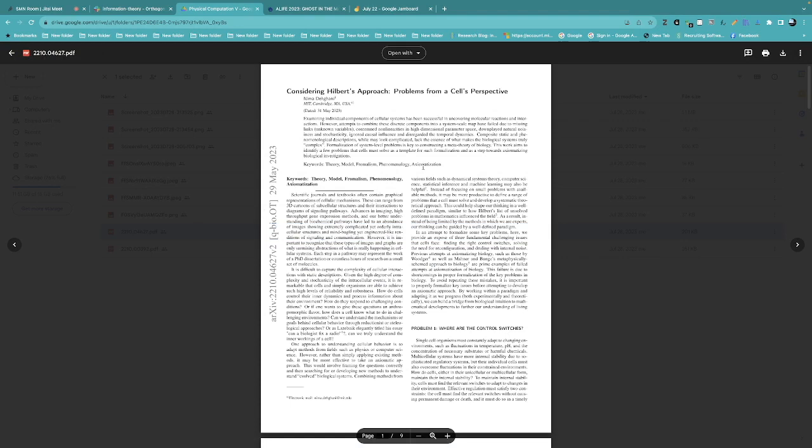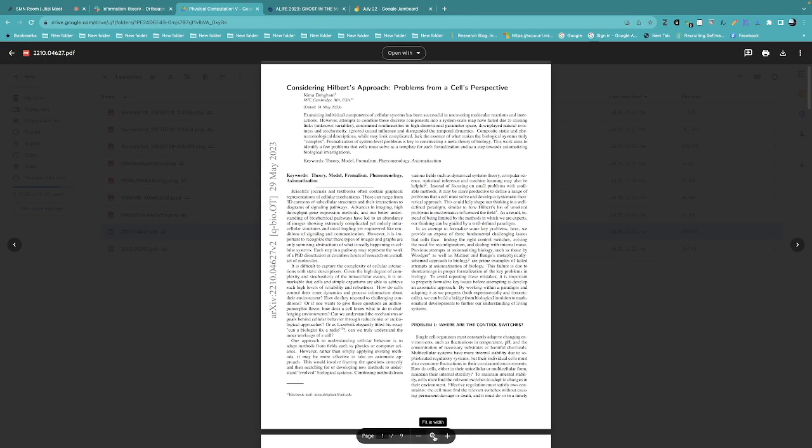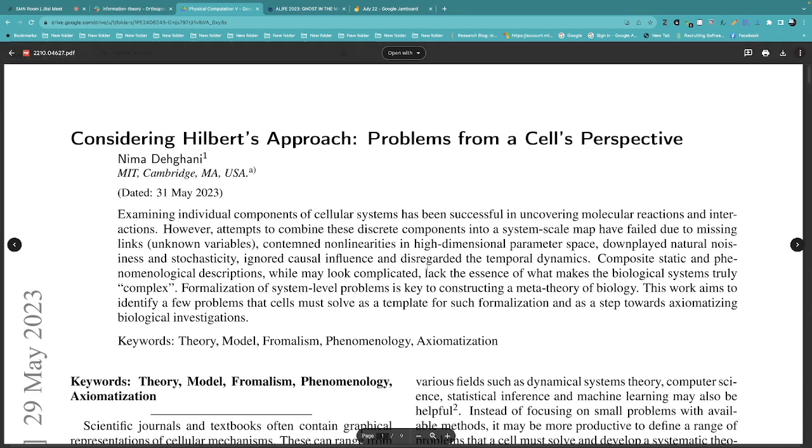The final example, another paper from this author, I just wanted to bring this up really quickly. This is an interesting example of problems from a cell's perspective. So this actually has to do with cellular systems and understanding individual components. Examining individual components of a cellular system has been successful at uncovering molecular reactions and interactions. However, attempts to combine these discrete components into a system scale map have failed due to missing links or unknown variables. So we talked about unknown variables in our causal models.